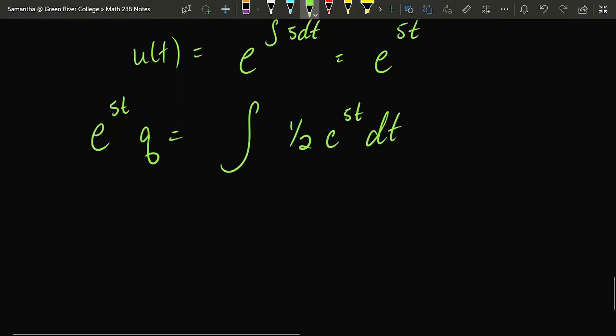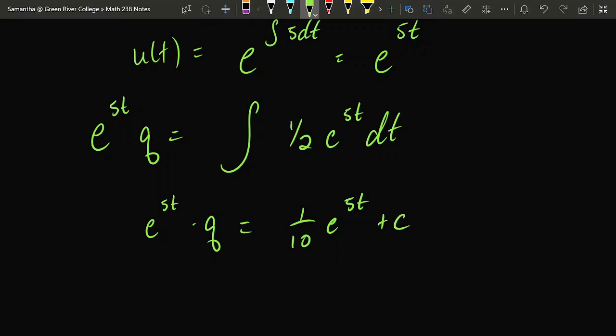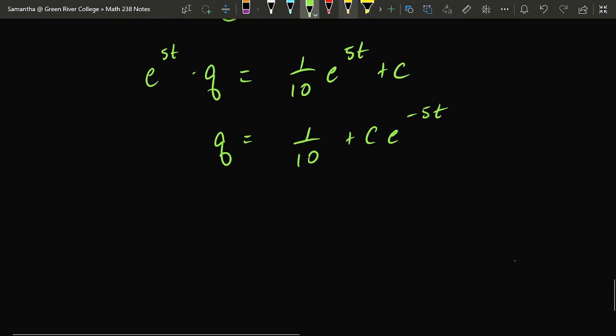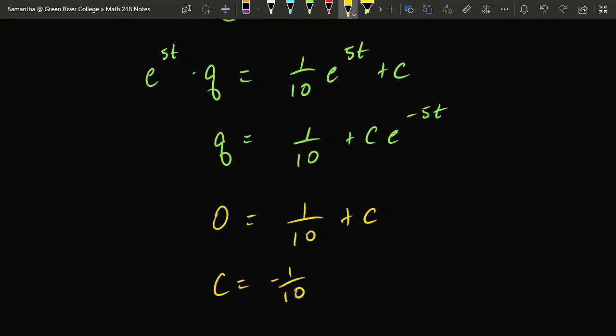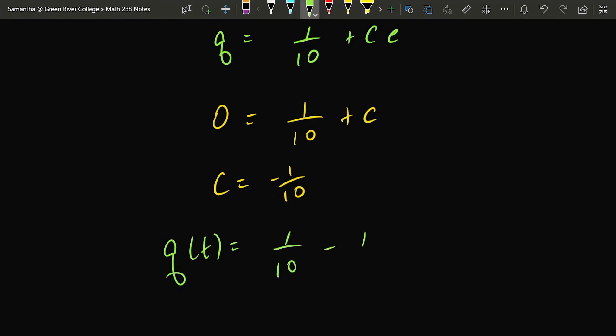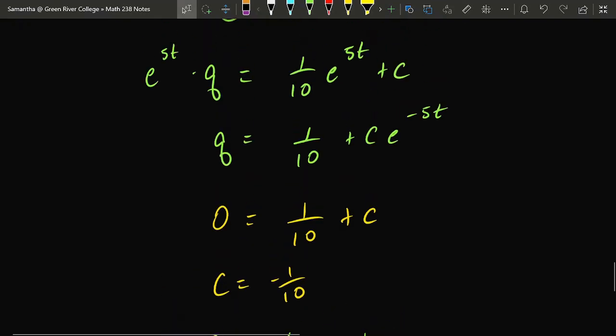And we get e to the 5t times Q times the charge is equal to 1/10 e to the 5t plus c, which implies that the charge is equal to 1/10 plus c e to the minus 5t. Just as before, if we set the time and the charge equal to 0 simultaneously to reflect the initial condition, we get c is equal to negative 1/10, and therefore the charge at time t is given by 1/10 minus 1/10 e to the negative 5t.